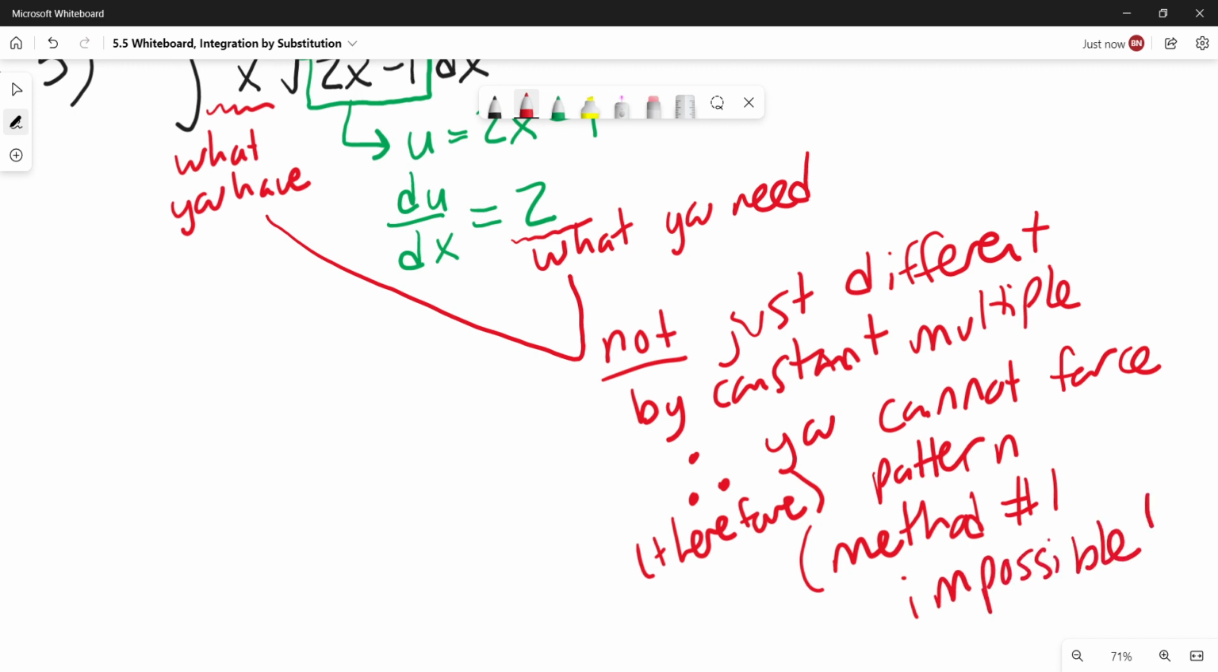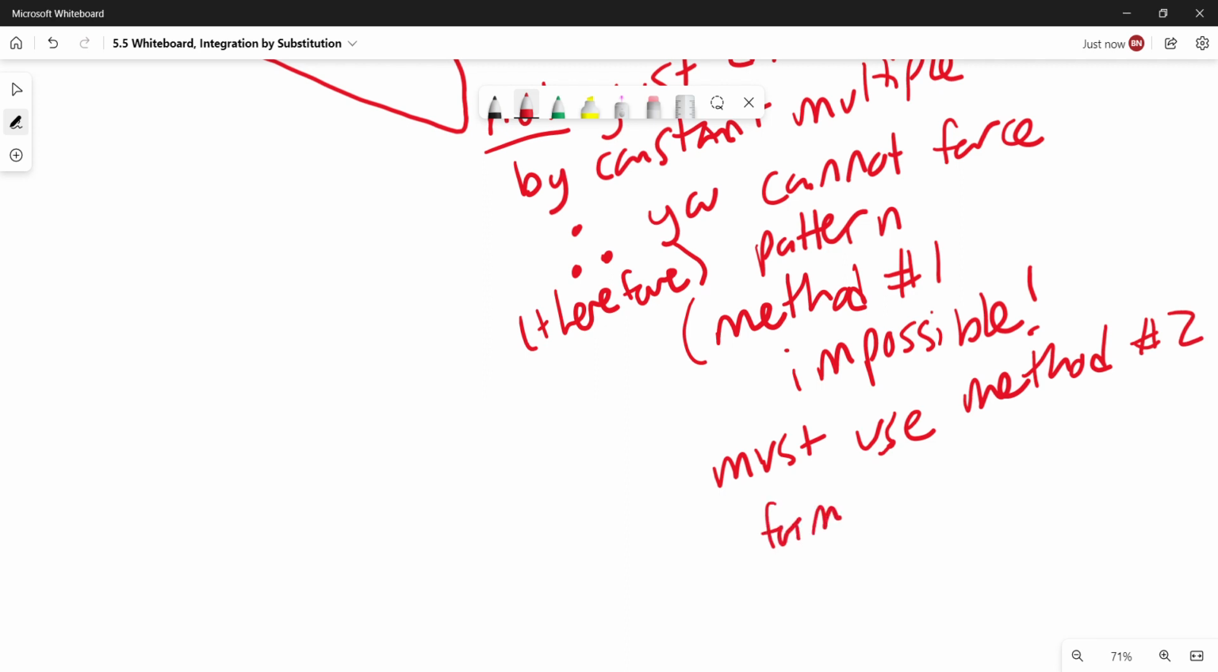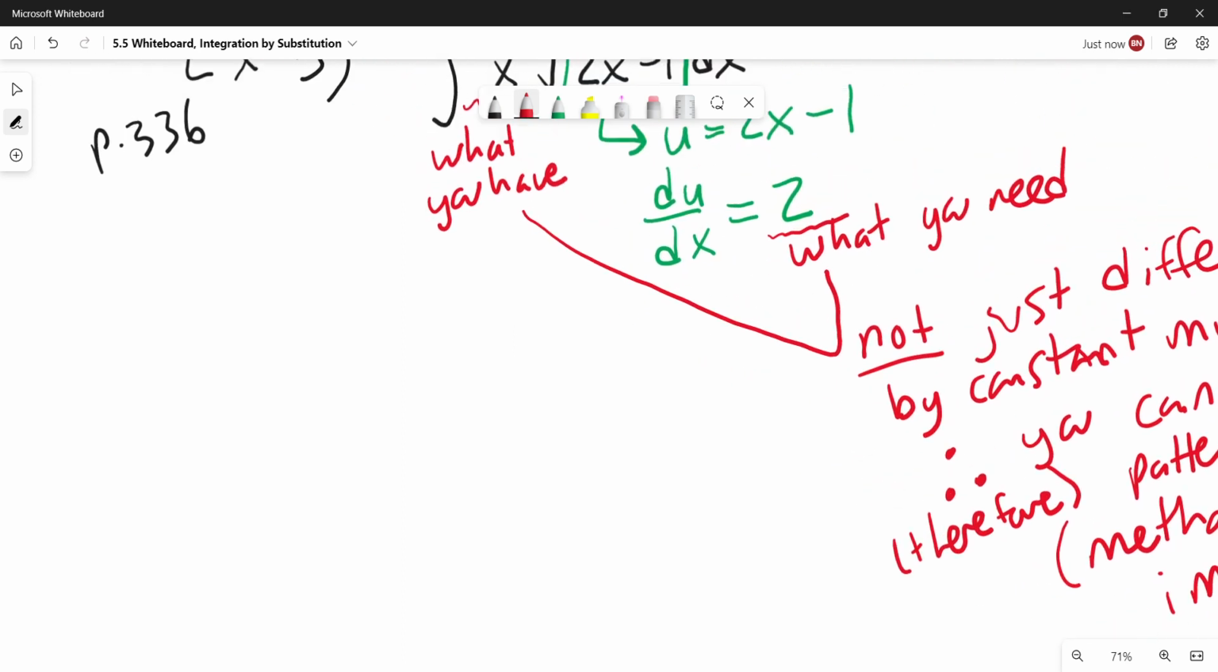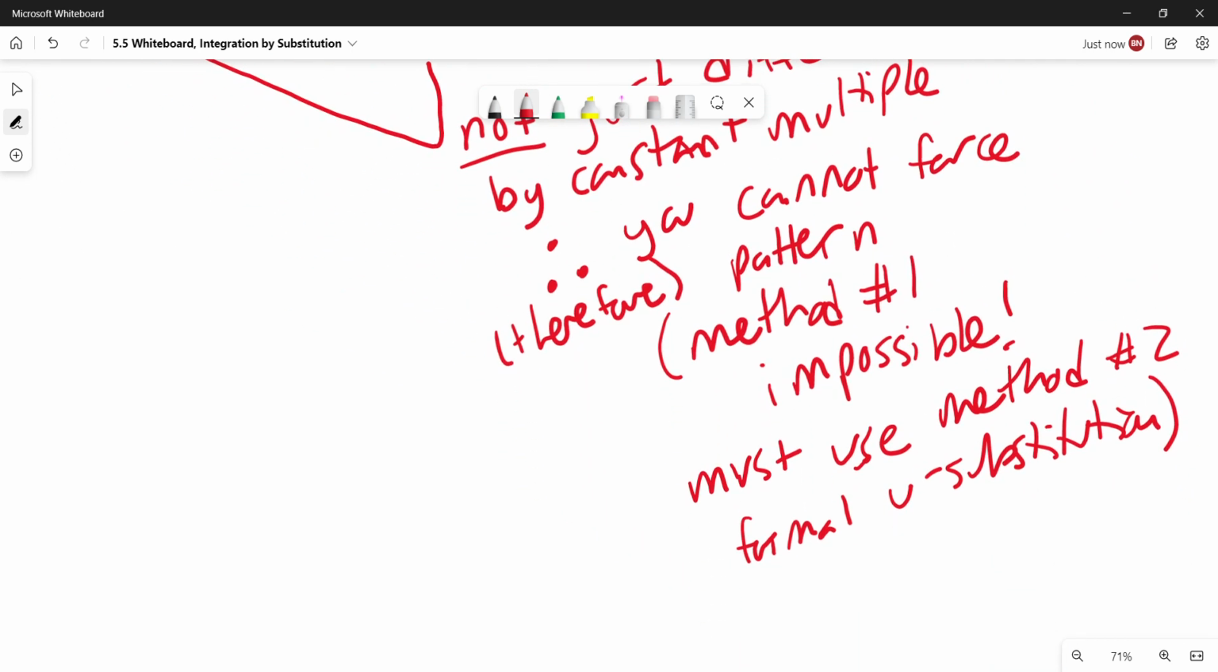So you must use method number 2, which is formal u substitution. I'll keep this down here if people are copying this down. You have to use formal u substitution. So I'm going to show you what that means.